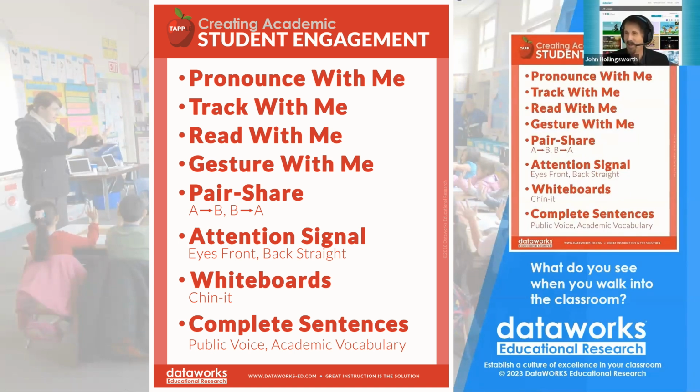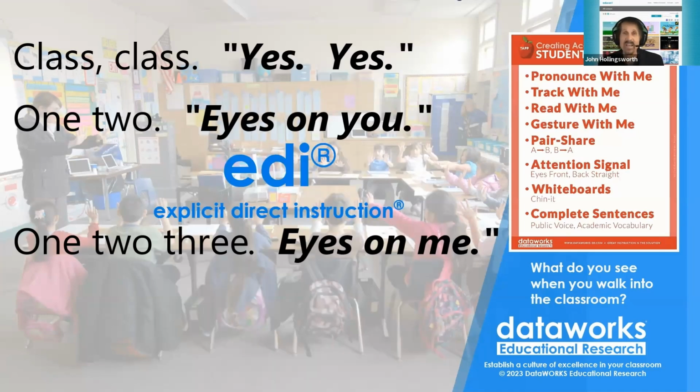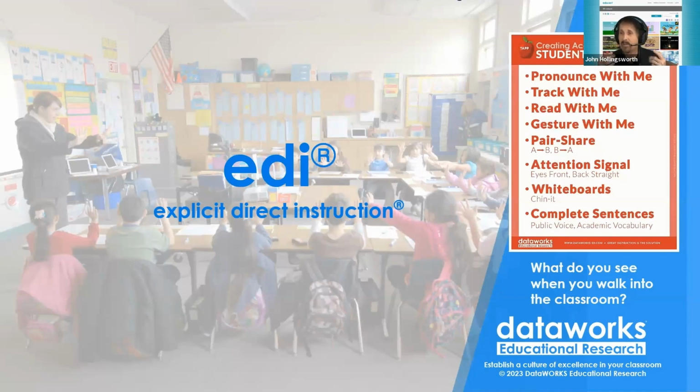And what happens when the kids do that? Usually they sit right up, they look right at you. It's really good for young students. Older students, maybe we have class, yes, yes. That's a pretty good one. 1, 2, eyes on you. 1, 2, 3, eyes on me. You can come up with your own, but it's good to have one, and it's a great classroom management strategy. How do you get the kids to look at you? You have a signal, and you train your students to do it. You train them to do it.